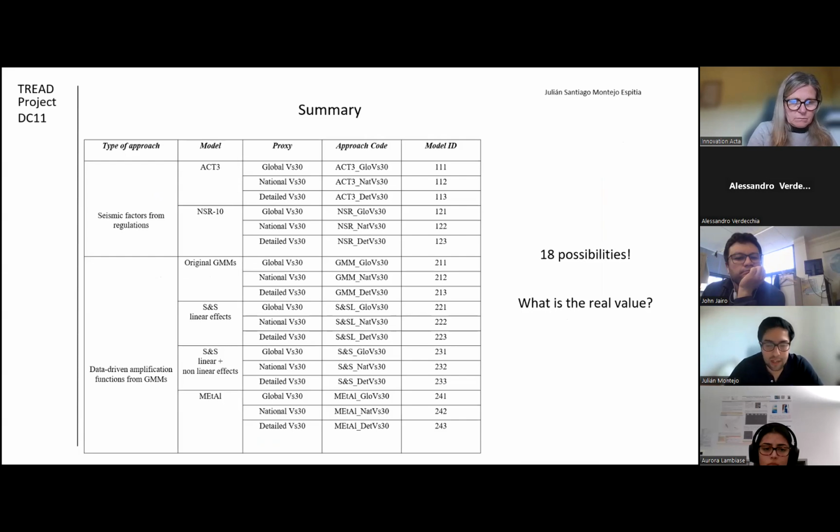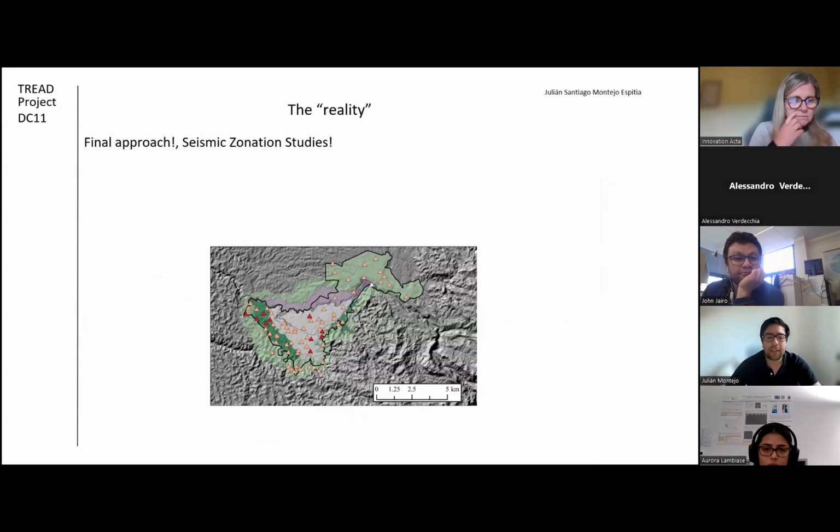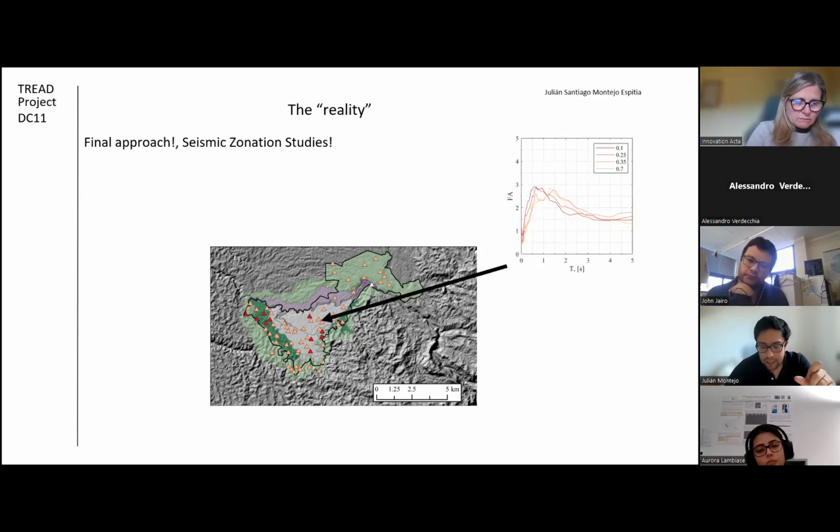But what is the real value? We are going to compare the different approaches in terms of risk, but we have to define a target value. So we don't have 18, we have 19. In this case, the reality that we are going to define as a target is the amplification functions from the seismic zonation studies. This is a zonation study, with different zones that have different geotechnical and geophysical properties but a similar seismic behavior. Each of the zones has amplification functions, including the nonlinear effects. So we can use that kind of study, which uses modeling and real data and a lot of things, in order to calculate the best amplification functions.